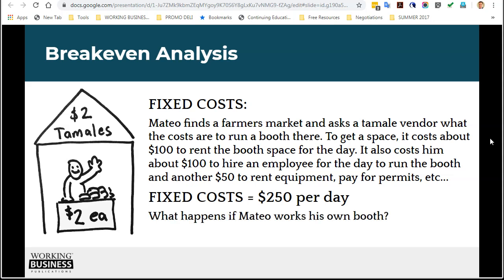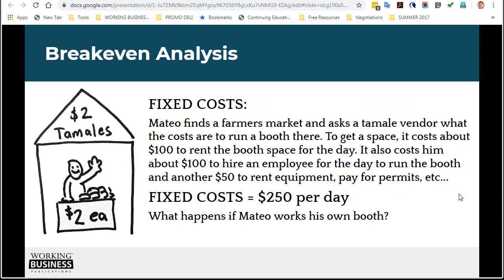Okay? So what happens if Mateo works his own booth? Then he would become the manager of that booth for the day and do all the work that goes with that role. So please note that none of the costs of actually making the tamales are incorporated into this fixed cost. This is just the role of the manager and all the other costs associated with that.